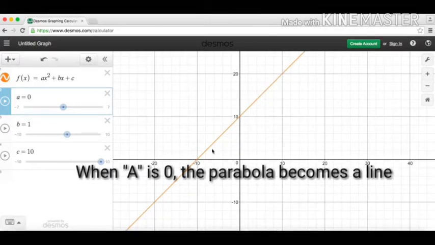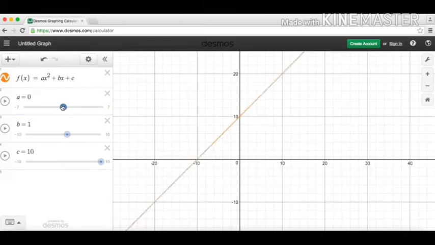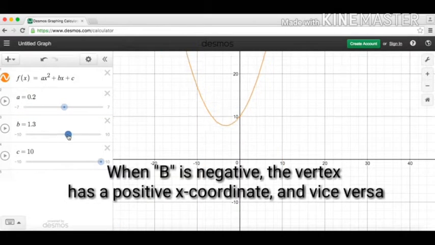When a equals 0, the parabola becomes a line, because it cancels out the x squared, which leaves us with f of x equals bx plus c, which is the formula for a line.